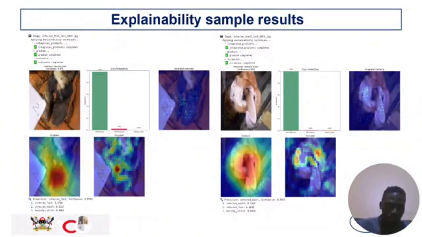These are some of the samples. First, we have the infected foot, and after applying GradCam on the image, we see the red spots and the yellow spots show the pixels of the image that contributed most to the prediction that indeed it's an infected foot. And here we have the infected mouth. The explainability images show the brighter spots that contributed most to the model's prediction, and the dark parts, those in blue, contributed negatively to the model's prediction.